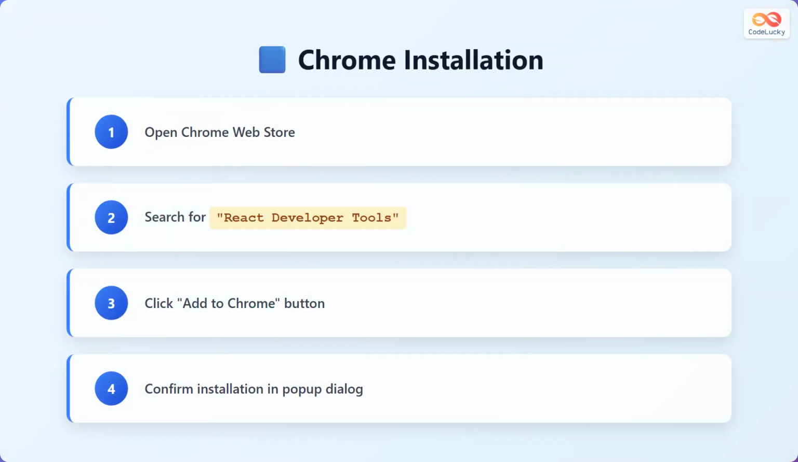To install React DevTools in Chrome, follow these steps. First, open the Chrome Web Store. Second, search for React Developer Tools. Third, click the Add to Chrome button. Fourth, confirm the installation in the pop-up dialog.